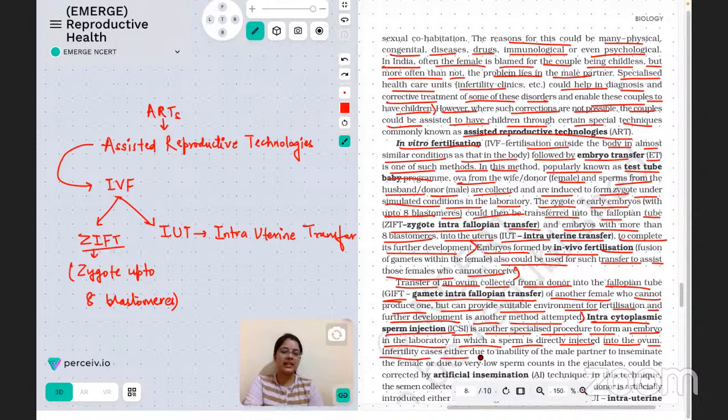Now, infertility cases, either due to inability of the male partner to inseminate the female or due to very low sperm count in the ejaculation, could be corrected by the artificial insemination. इसके अलावा एक दूसरा टेक्निक होता है जिसमें हम आर्टिफिशियल इंसेमिनेशन की टेक्निक को यूज करते हैं. इन केस अगर मेल में प्रॉब्लम आती है कि मेल का स्पर्म काउंट लो है, तो उस केस में हम आर्टिफिशियल इंसेमिनेशन का मेथड यूज करके आर्टिफिशियली जो स्पर्म्स है उसको कलेक्ट करके फीमेल्स के रिप्रोडक्टिव ट्रैक में इंसेमिनेट करते हैं. So this is again also a technique.